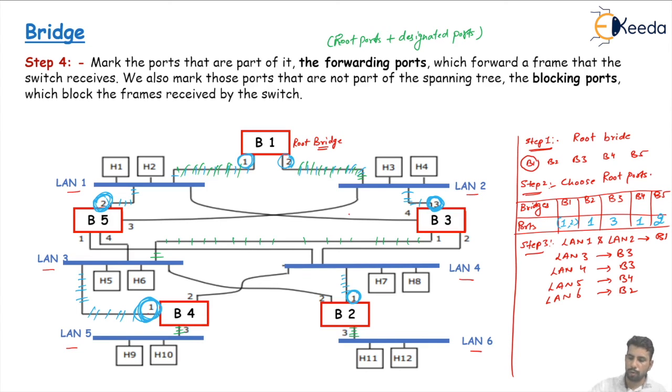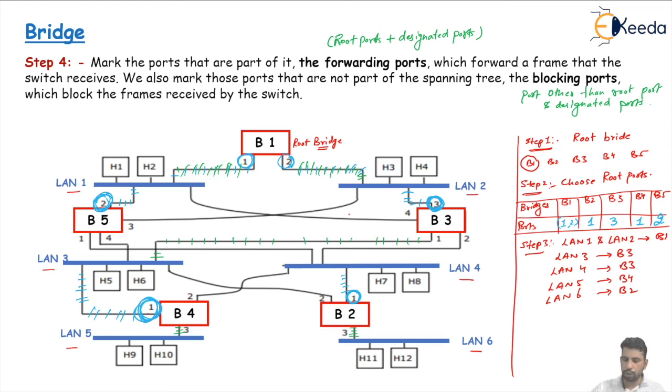The blocking ports means ports other than the root port and the designated ports. Okay, if we do these things, we will get a LAN with bridges having no loops. A LAN with bridges having no loops.